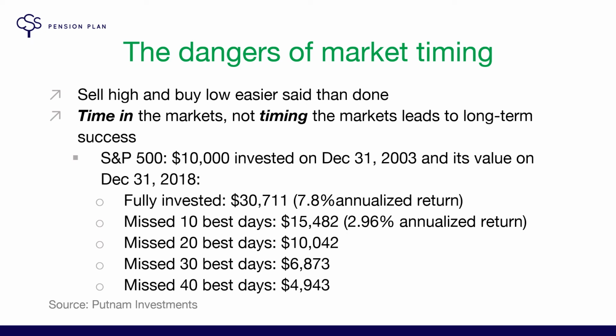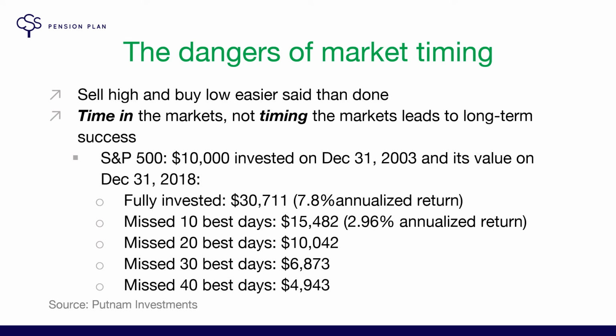However, if you missed only the 10 best trading days of the 15-year period, your $10,000 would only have grown to about $15,500, or a 2.96% annualized return. If you missed the 20 best trading days, you didn't make any money during that 15-year period. If you missed the 30 best trading days, your $10,000 is only going to be worth about $6,800 15 years later. And if you missed the 40 best trading days, your $10,000 is worth less than half as much.